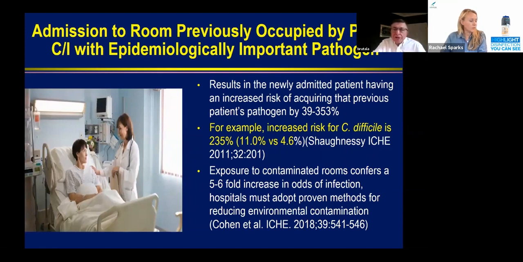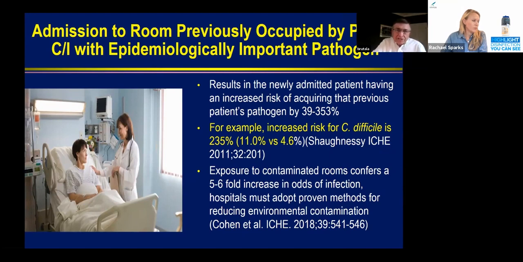Let me look at one study with you. It was a study that was done using C. difficile, and essentially what they found was that if you or I were to enter a room and the previous patient had C. difficile, our risk of acquiring C. difficile would be 11%. If we were entering the hospital room and the previous patient did not have C. difficile, our risk would be 4.6%. Our risk is 235% greater because we were entering the room and the previous patient had an epidemiologically important pathogen, in this case, C. difficile.